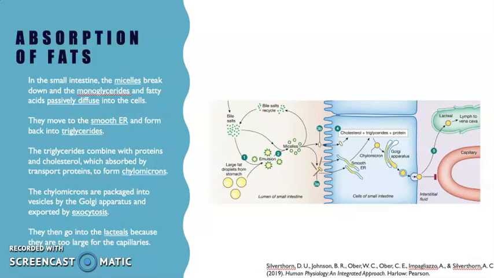Cholesterol, on the other hand, cannot passively diffuse through, and it has to use transport proteins to get through the cell membrane. Once inside, triglycerides, cholesterol, and proteins all form together to make chylomicrons, which can be seen here, which make their way to the Golgi apparatus. In the Golgi apparatus, the chylomicrons are packaged into vesicles and exported by exocytosis out of the basal lamina.